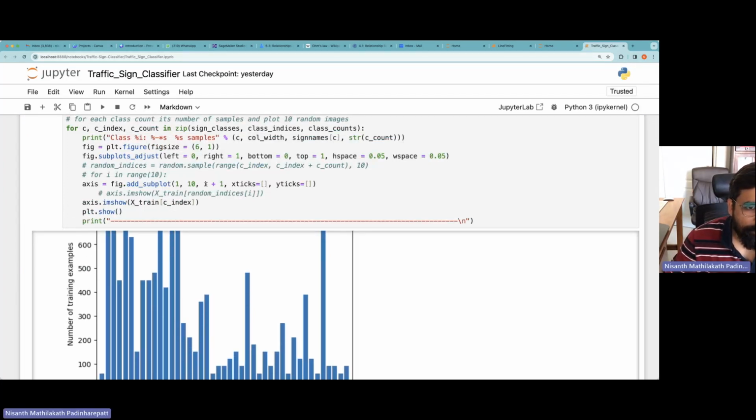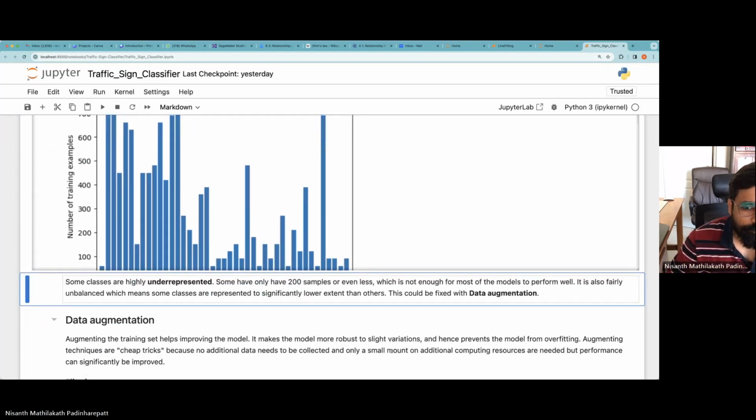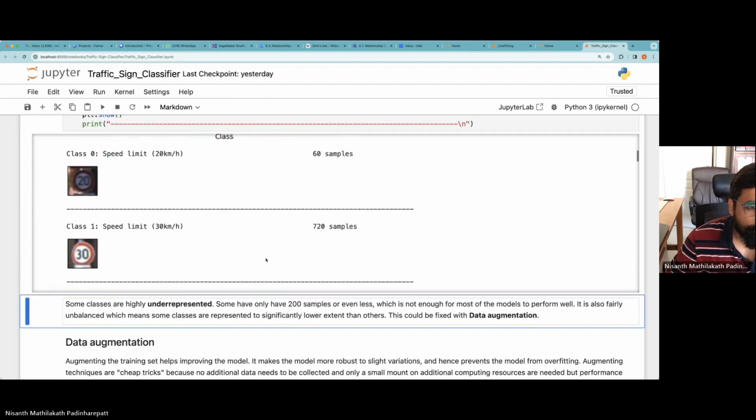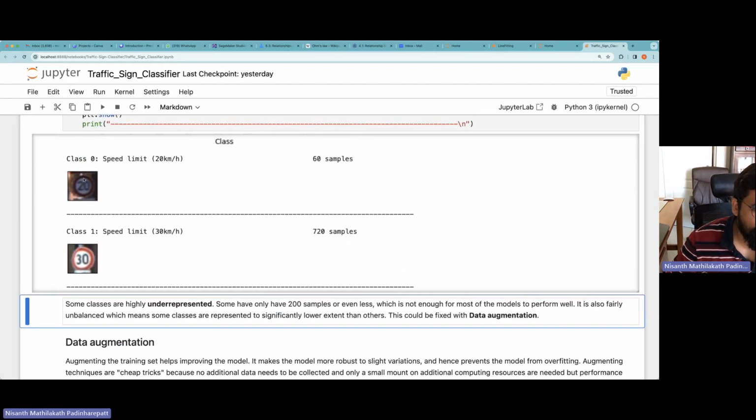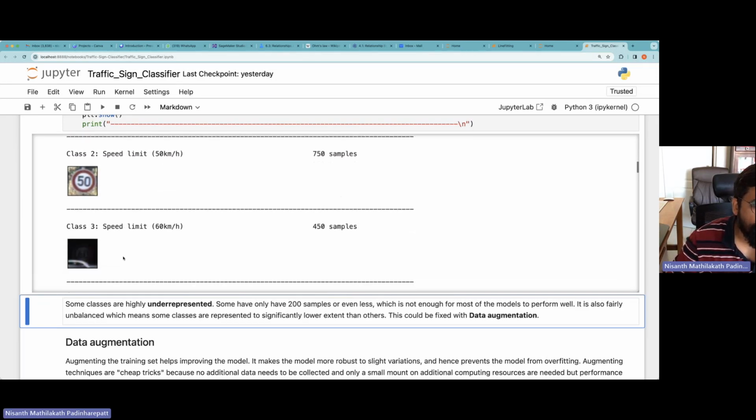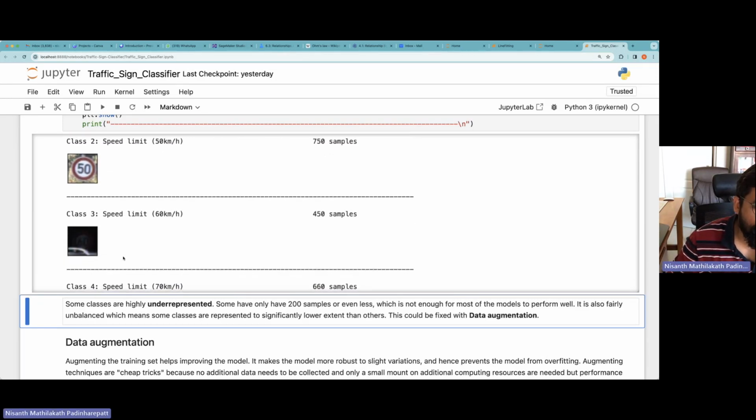Let us see. So these are the classes. Class 0 is speed limit 20. Class 1 is speed limit 30. Class 2 is speed limit 50, and so on. This is what I told. In low light conditions, humans might miss the sign, right? But the machine can actually do some image processing, increase the exposure, etc., and predict, understand it better.